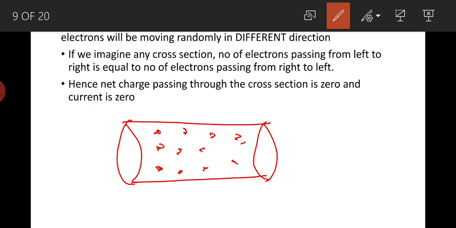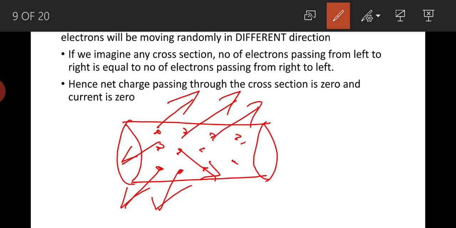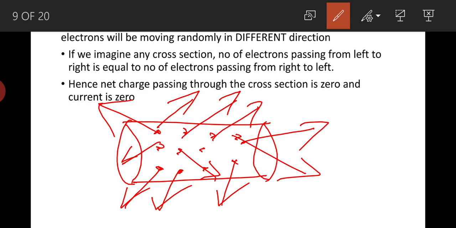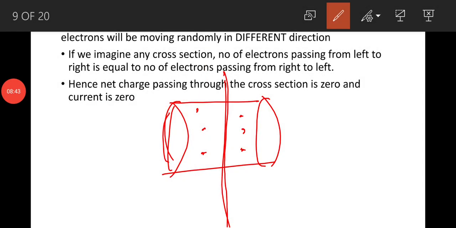These free electrons will be moving randomly in different directions they want before it is connected to the battery. When this metal is not connected to the battery, these free electrons will move randomly in different directions. Now if we imagine any cross section, the number of electrons moving from left to right is equal to the number of electrons moving from right to left.